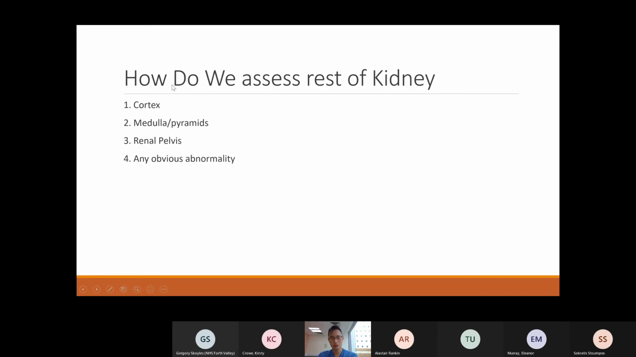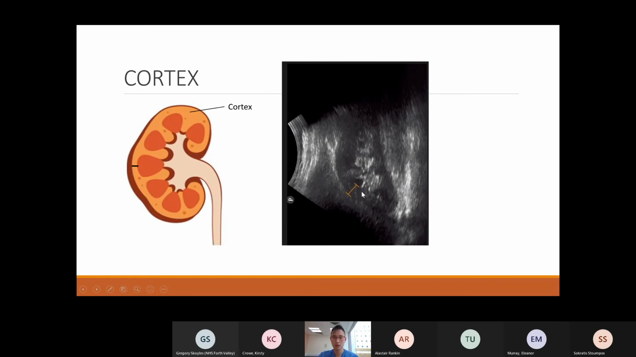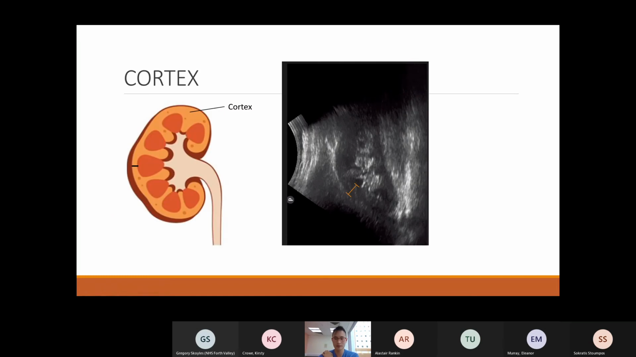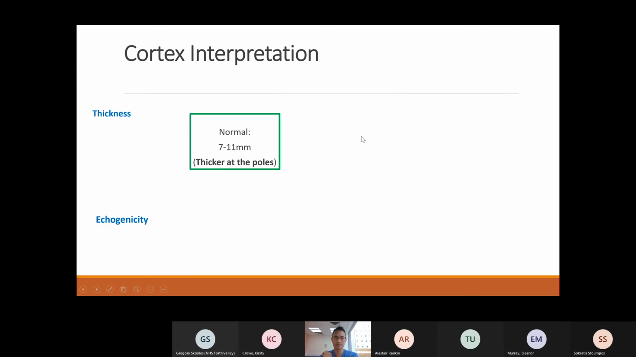Okay. So, how do we assess the cortex? As I said, the cortex is the gray tissue that's between your pyramid and your capsule. What we want to do is measure the thickness of the cortex. You do that by measuring the space from the capsule to your pyramid. Okay, and the normal thickness of your cortex should be between 7 to 11 millimeters, keeping in mind that at the poles, it's going to be a little bit thicker. If it's less than 7 millimeters, thin cortex, that is indicative of long-term kidney damage, atrophied kidney. So it's indicative of CKD.